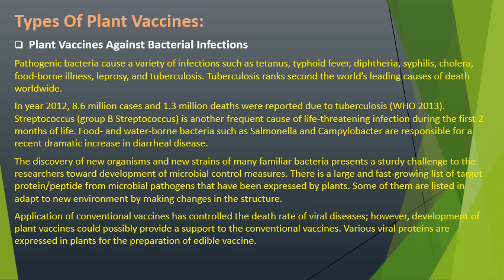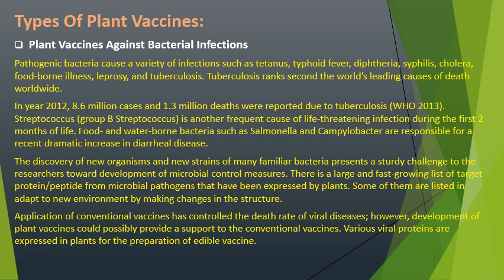In the year 2012, 8.6 million cases were reported. Out of that, 1.3 million deaths were reported due to tuberculosis. This report was published by WHO in 2013. Group B streptococcus is another frequent cause of life-threatening infection during the first 2 months of life. Food and waterborne bacteria such as Salmonella typhi and Campylobacter are responsible for a recent drastic increase in diarrhea cases.